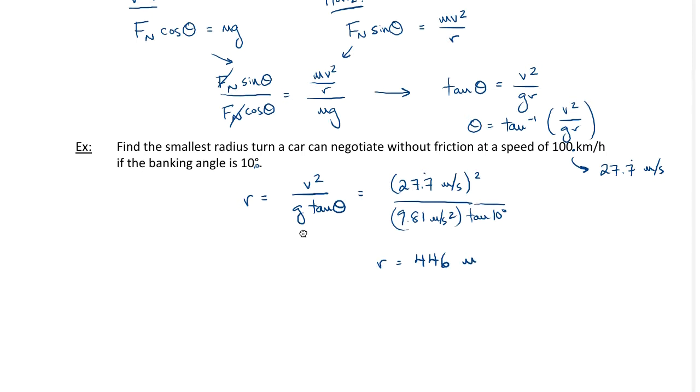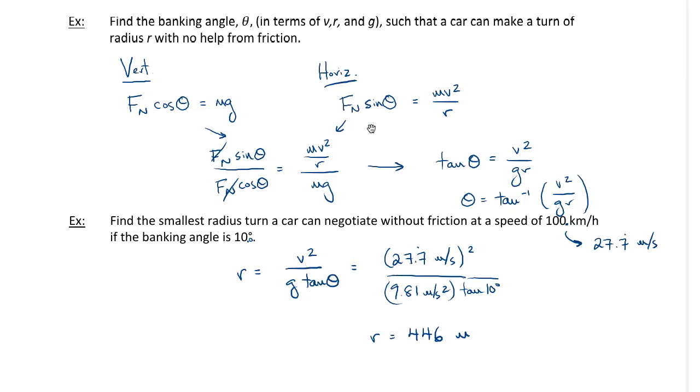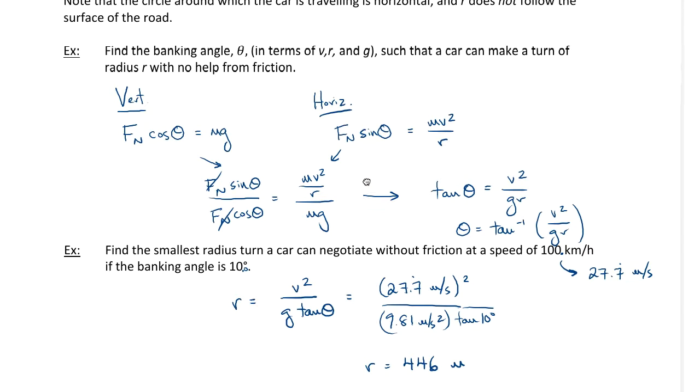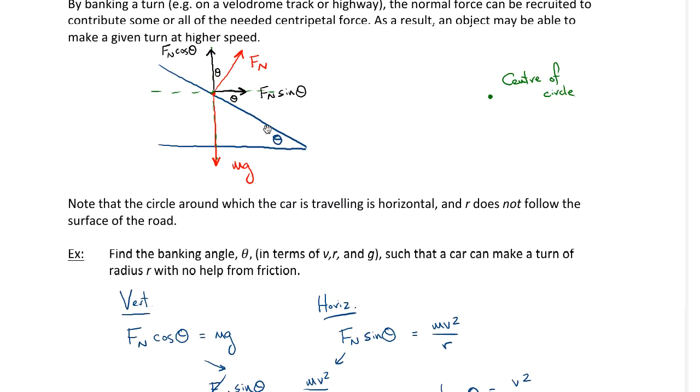If we back up for a moment, notice that here in the horizontal dimension, the only force acting was the horizontal component of the normal force. If there was friction operating, if the car was actually trying to slide up the hill, then friction would be pushing it back down the hill. The force of friction would be opposing the motion, and that could form part of the centripetal force.